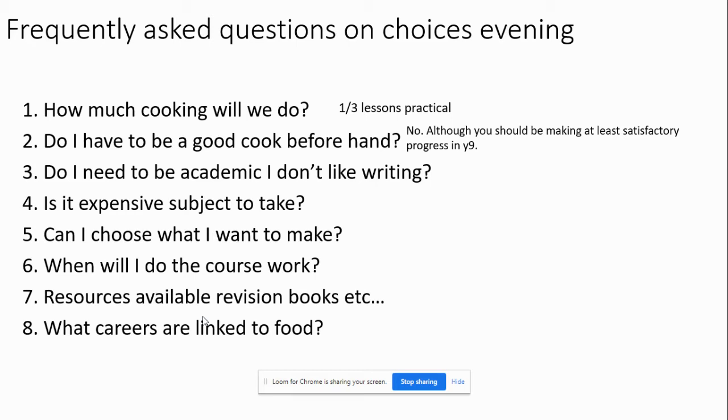Do I need to be academic? I don't like writing. Well, unfortunately, there's a lot of writing. You don't have to be academic, no, and obviously you get a lot of support with anything you're struggling with, but you will be expected to research, plan, analyse, evaluate, discuss, and use critical thinking skills. So yes, it's not just practical cooking, unfortunately.